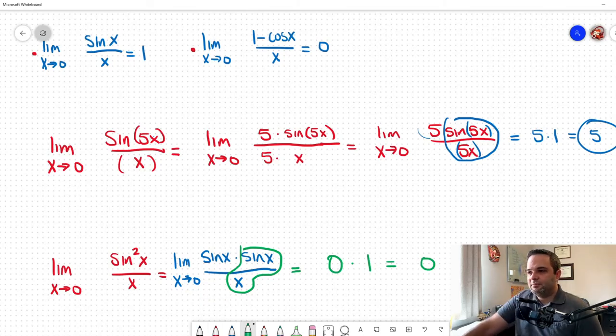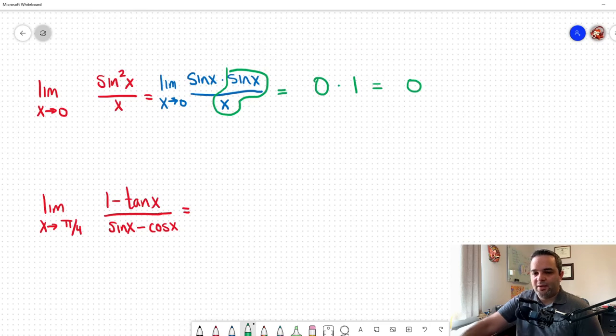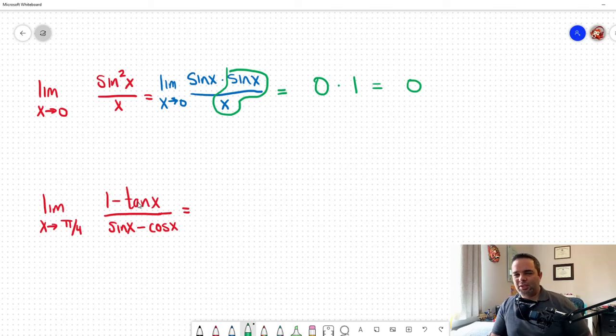All right, now let's look at our third example. So now we got ourselves a little bit of a messy one. We have the limit as x approaches pi over 4 of 1 minus tangent of x over sine of x minus cosine of x. No squared trig functions here. I really don't see that other limit function happening here. So how do I go about approaching this?